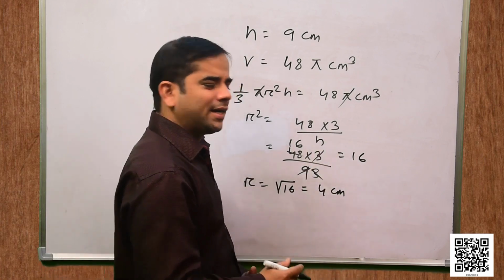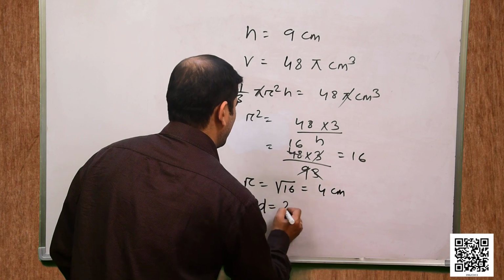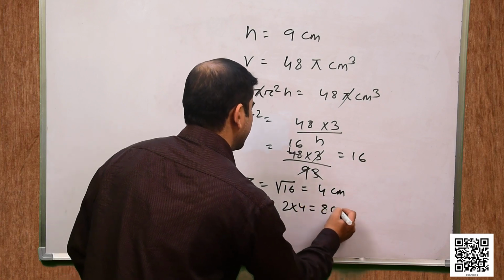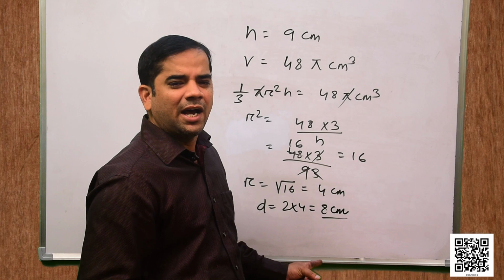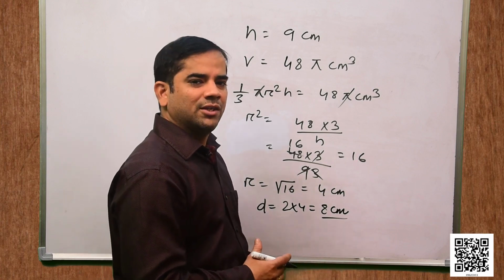But we need the diameter. So what is diameter? D is equal to 2 into 4, that is 8 centimeter. So this is the required answer for the question. Hope you understand.